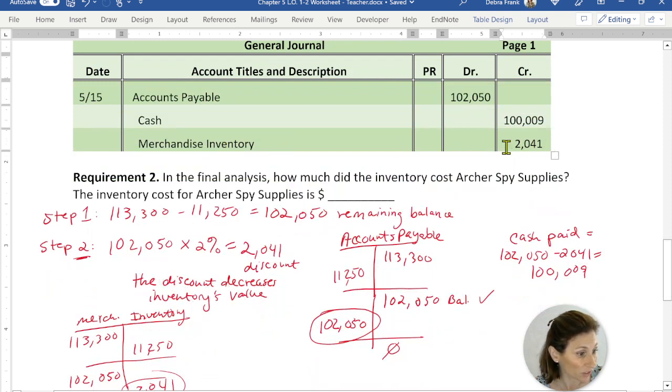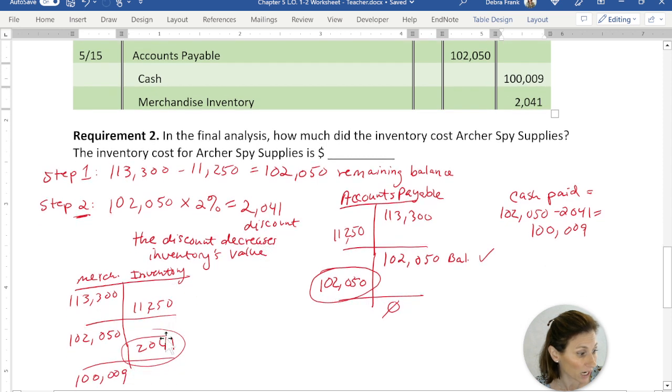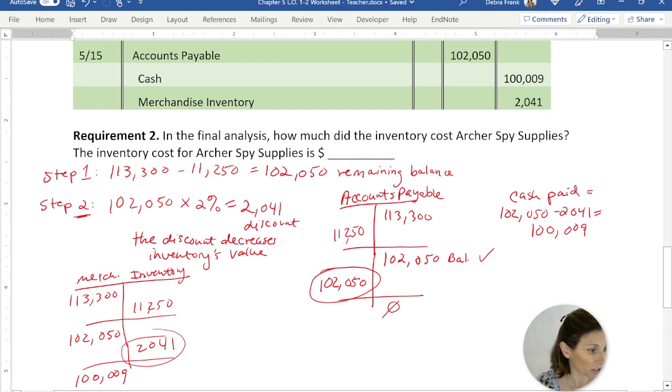So I do have to decrease my inventory's value, which I proved to you here with the T account. Our new value for the inventory is $100,009. All right, hey, that's my second question there: the inventory cost for Archer Spice Supplies. Oh yeah, I just did that with the T account there. Awesome. So we are done.